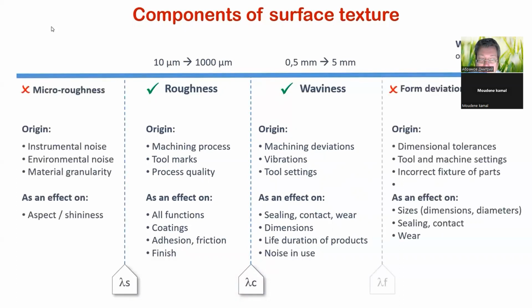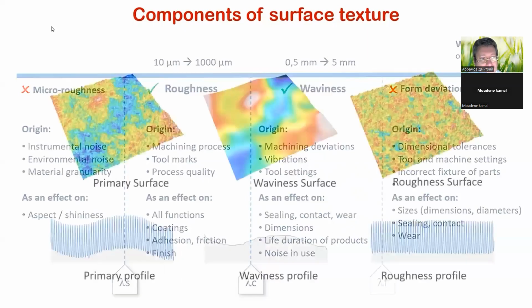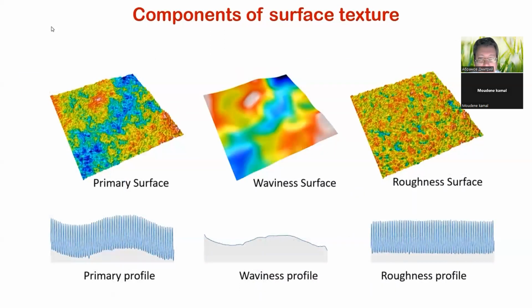Micro roughness contains the smallest wavelengths. It comes mostly from instrumental or environmental noise. In most applications, this micro roughness is removed by a low-pass filtering. We see here how the elements of finer texture find themselves in the roughness and the longest in the waviness. This separation concerns lateral wavelengths in the horizontal plane, not the amplitude of the texture.